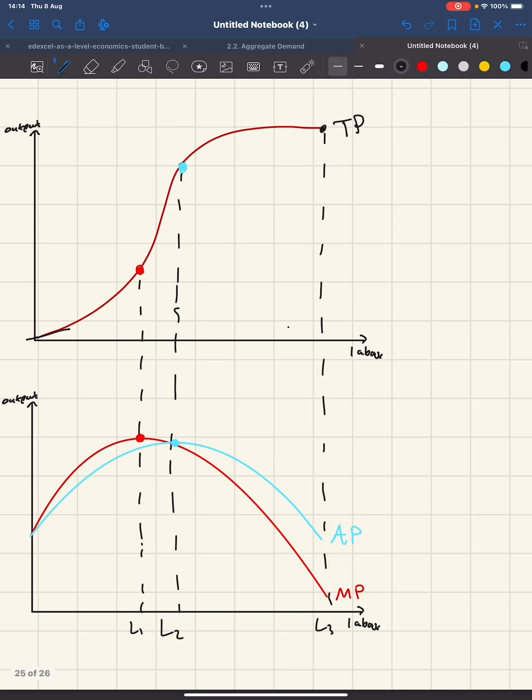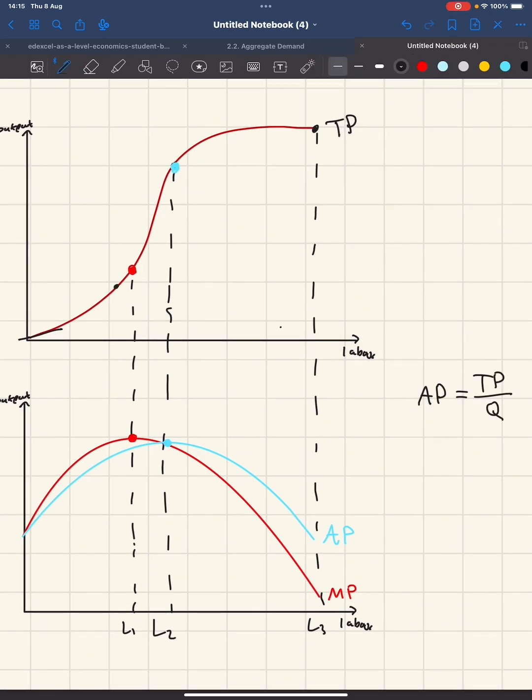Average product now. Here it would be our total product divided by the quantity of labor, not the quantity of output. So what is our output here? What is our product here? Output.